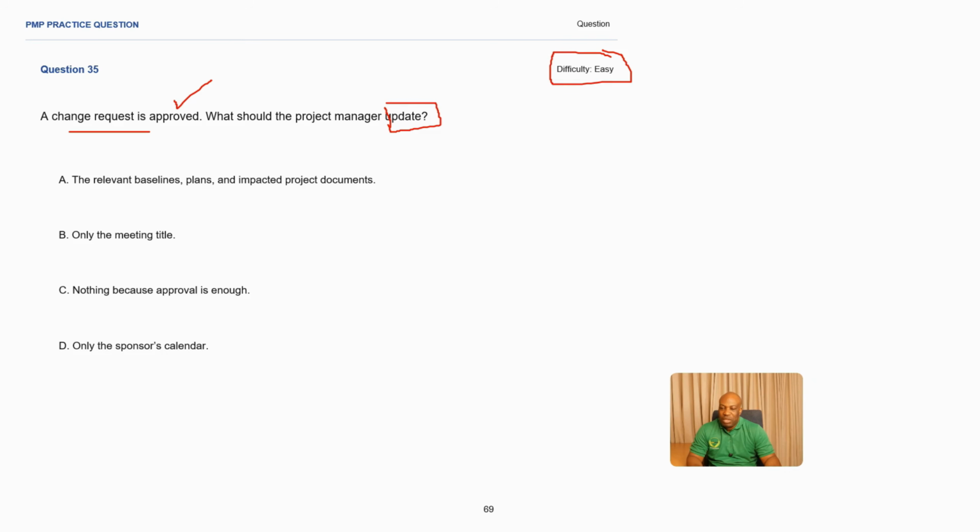All right. So the first one is the relevant baselines, plans, and impacted project documents. Makes sense because a change is to something that has been baselined before. Only the meeting title. This does not resolve the problem. So automatically you can eliminate this answer. There's no way you can choose this answer. Then C, nothing because approval is enough. No, even if approval is done, approval is going to result in some other documents being updated in the project management process. So making this an incorrect answer. Only the sponsor's calendar. This does not help. I don't know if someone is going to choose this answer. So we eliminate it straight away.